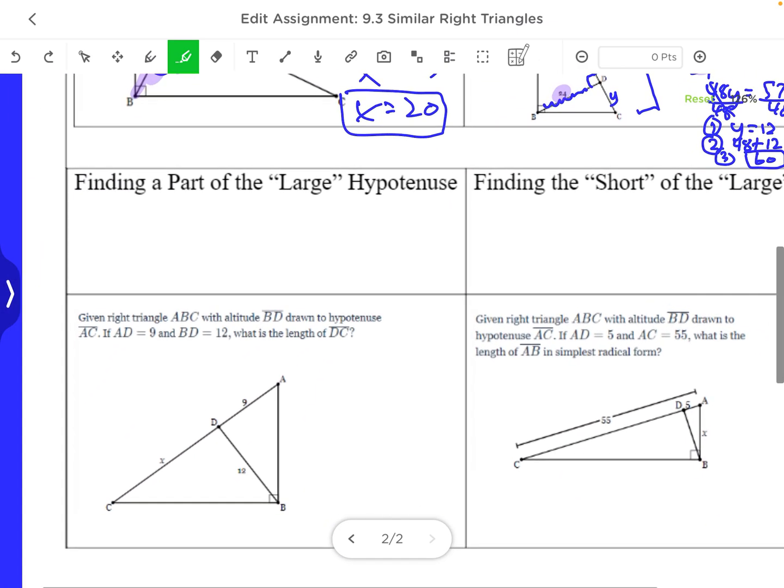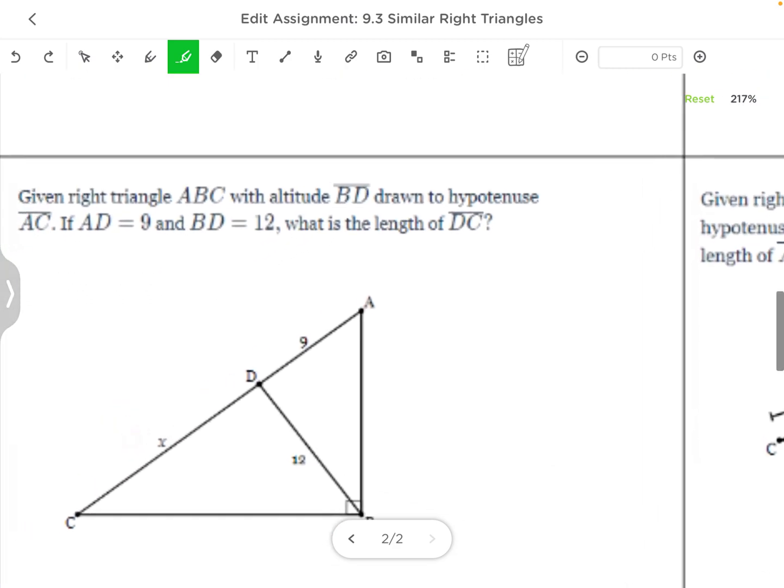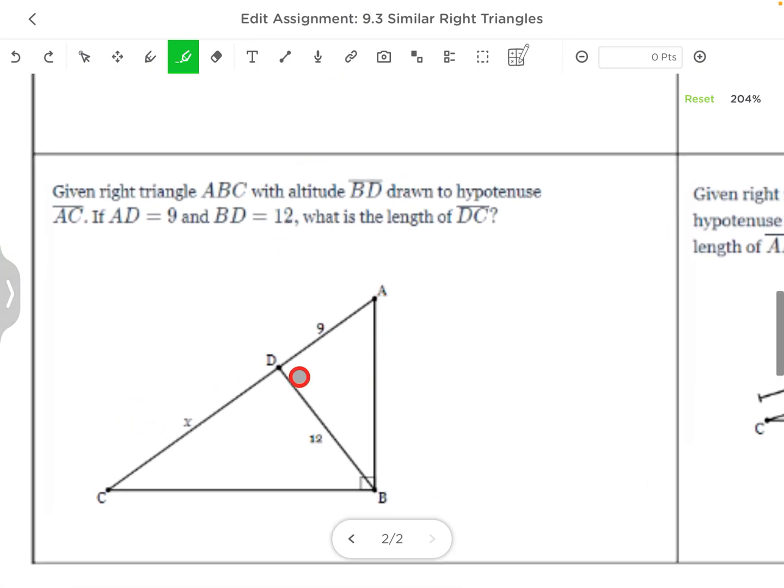So these are the trickier ones, just because they're set up a little bit differently, but basically the same thing. Find the part of the large hypotenuse. So this is the large one right here, and we're trying to find x. It says given this triangle, altitude is BD. If that's an altitude, we know that's a 90-degree angle. If AD is 9 and BD is 12, what is DC?